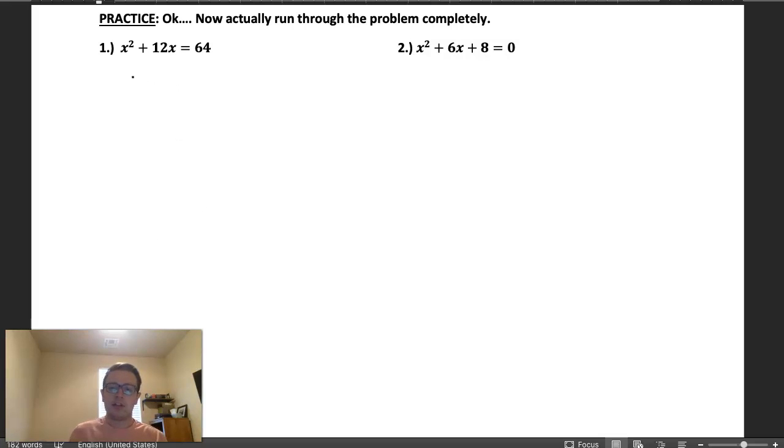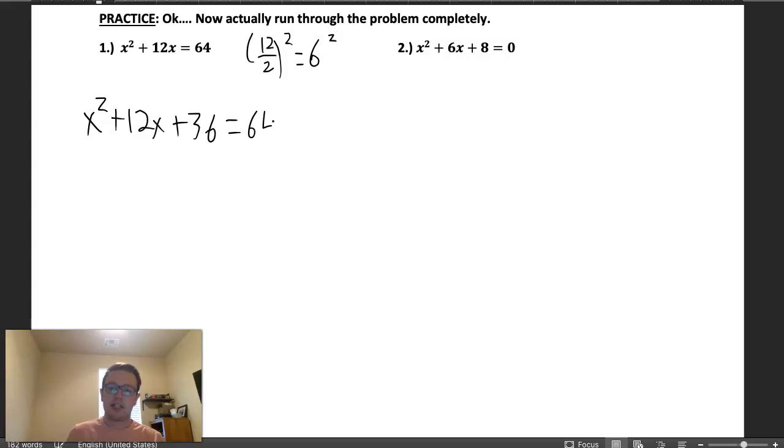For this first problem, we already have c over on the right, and we don't have any a, meaning the next thing we have to do is figure out what 12 over 2 squared would be. That's just going to be the same thing as 6 squared, or we're going to add 36 to both sides. So this would become x squared plus 12x plus 36, and that will be equal to 64 plus 36. So we're going to add this right-hand side together. 64 plus 36 will give us 100.